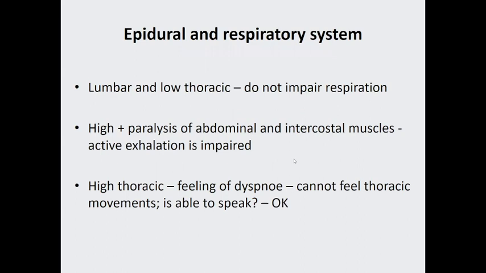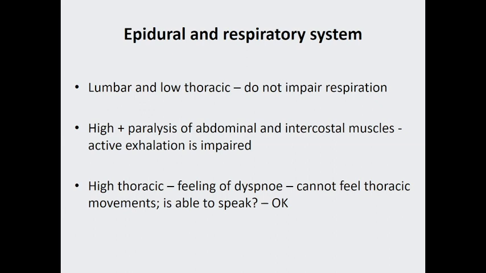Epidural influences respiration. If it's low, similar to the spinal, lumbar and low thoracic, respiration is not changed. Some patients with previous breathing problems, some compromised patients, with low thoracic may feel maybe not difficulties, but some changes in the breathing pattern, in taking a breath, but generally it's not very important.